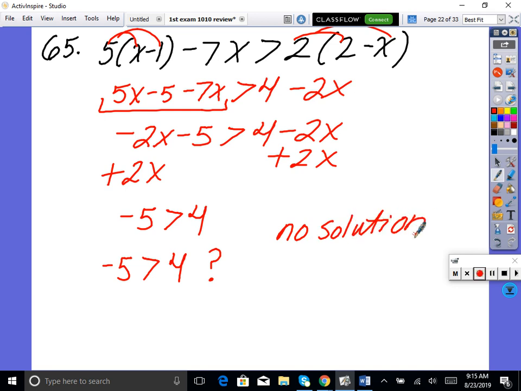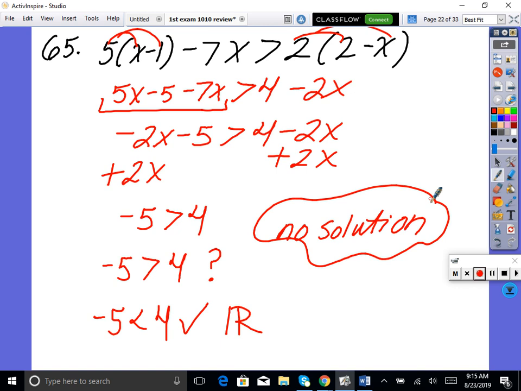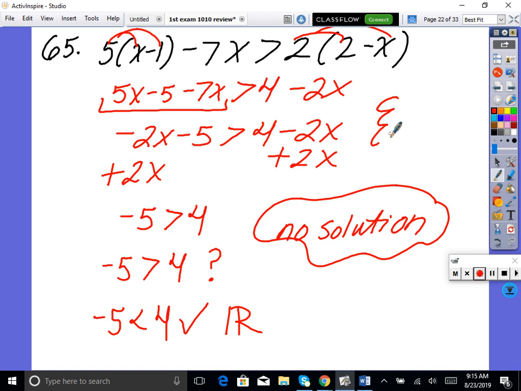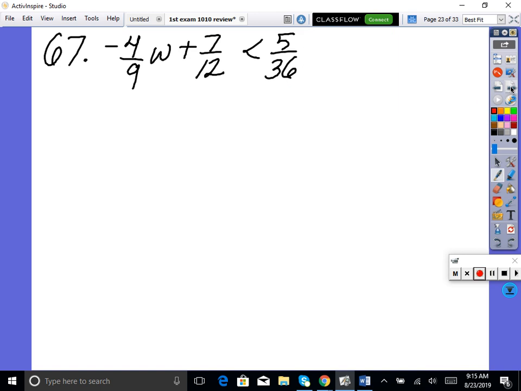Now if it would have been switched, let's pretend it would have said negative 5 is less than 4, that is true, that would have been all real numbers. So just a reminder on that. This one's a no solution one because it's not a true statement. So we could just write, the set for x such that x is no solution. You can't do interval notation if there's no solution. You can't do a number line if there's no solution.